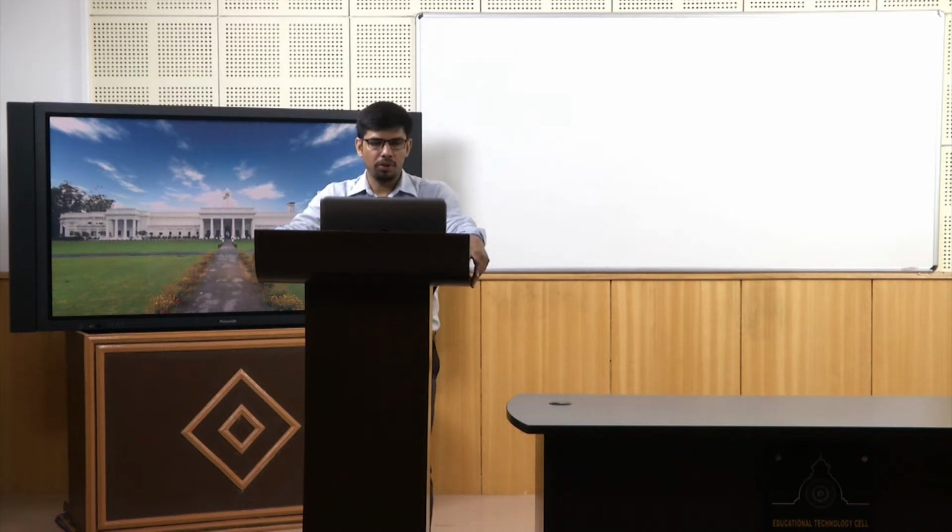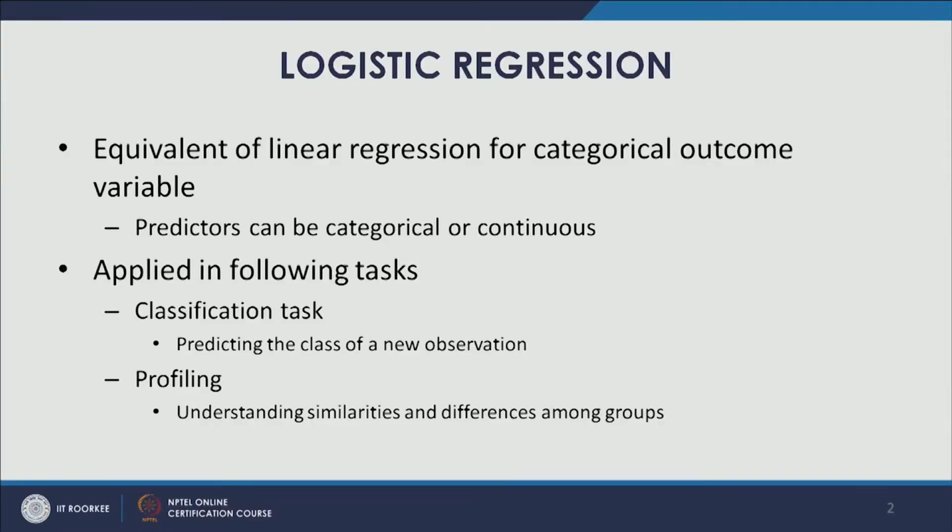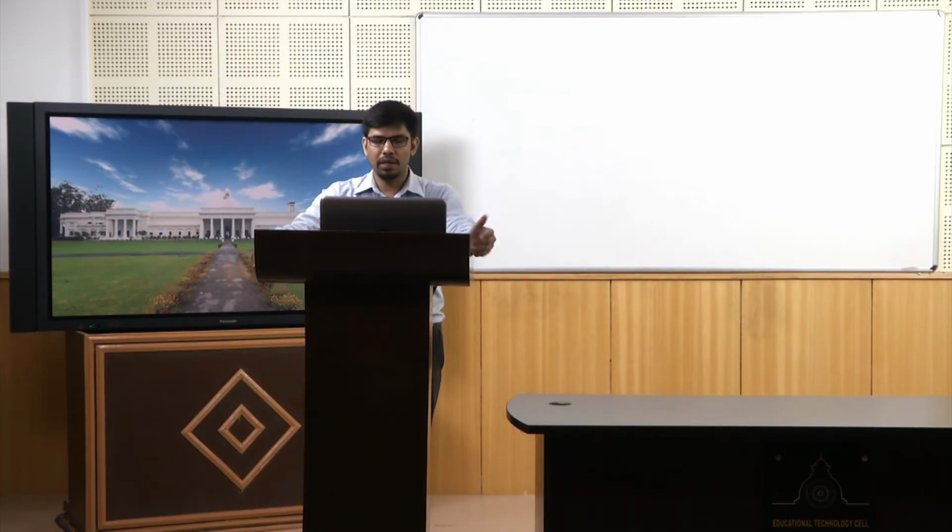So, let us understand more about logistic regression. It is typically applied in the following tasks. A classification task is one where we predict the class of a new observation. That is the first category. Then this technique could also be used for profiling, for example understanding similarities and differences among groups. In terms of modeling, the steps for both these tasks, classification or profiling, are not much different. However, the ideas and objectives are different. In classification, we would like to predict the class of a new observation. In profiling, we would like to understand similarities and differences among groups.